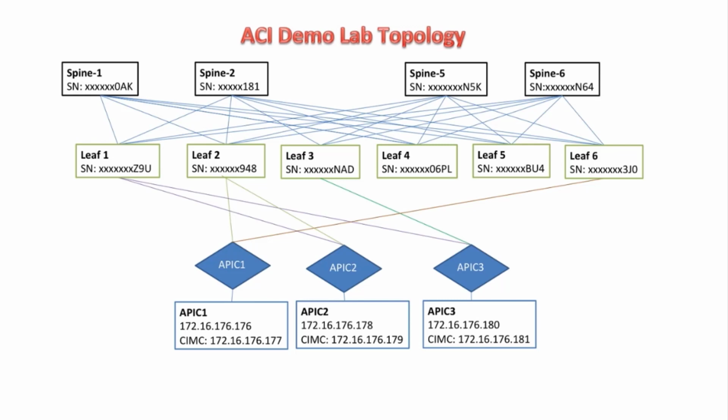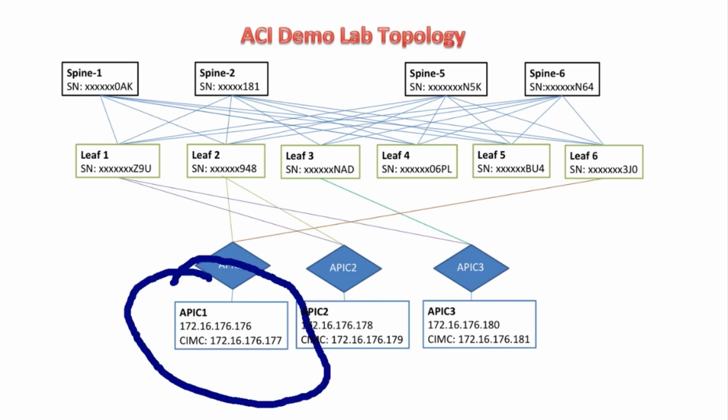So what we're going to do is come in here and configure APIC 1. We're going to start off here, get it connected, get it configured, and discover the rest of our topology. So we're going to jump over and switch gears here. Give me a sec while I switch.